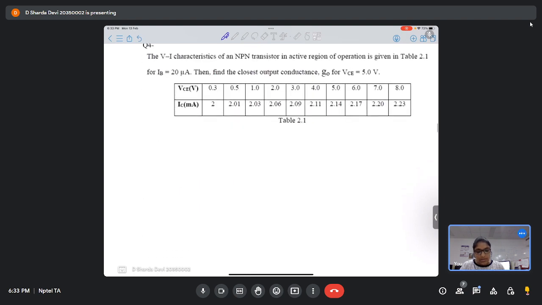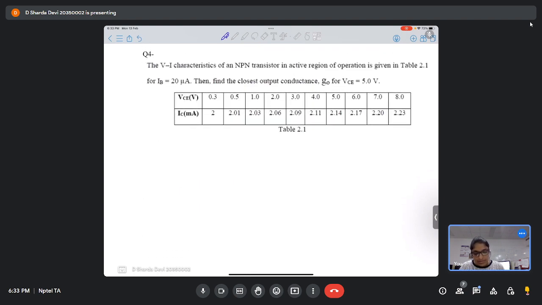In this problem, output characteristics values of IC have been given for different VC, and IB has been given to be 20 microamperes. We have to find the output conductance G0 at VC equal to 5 volts. So what is output conductance first of all? How will we write output conductance?